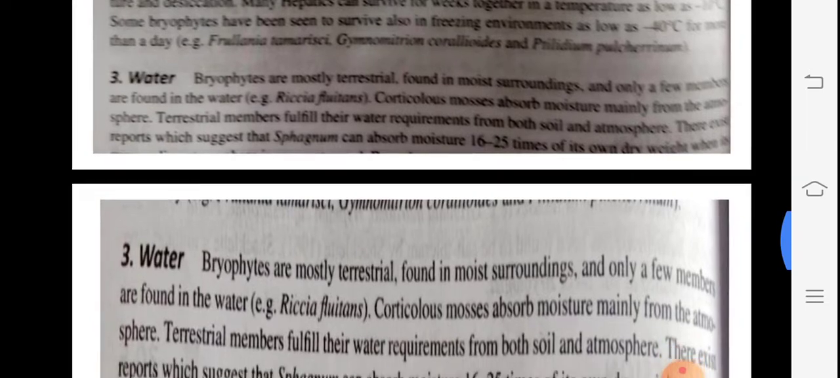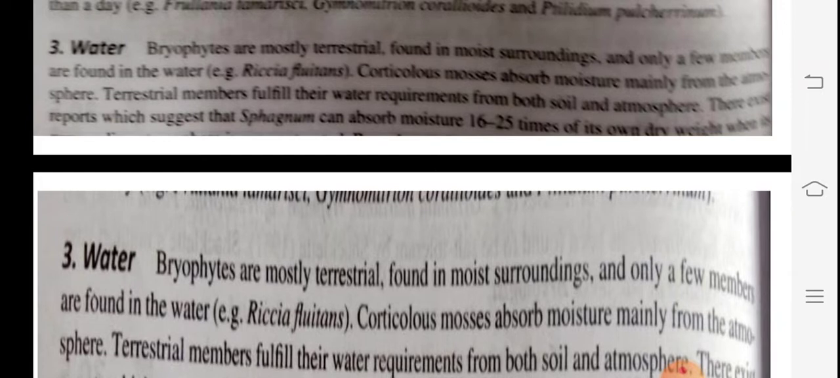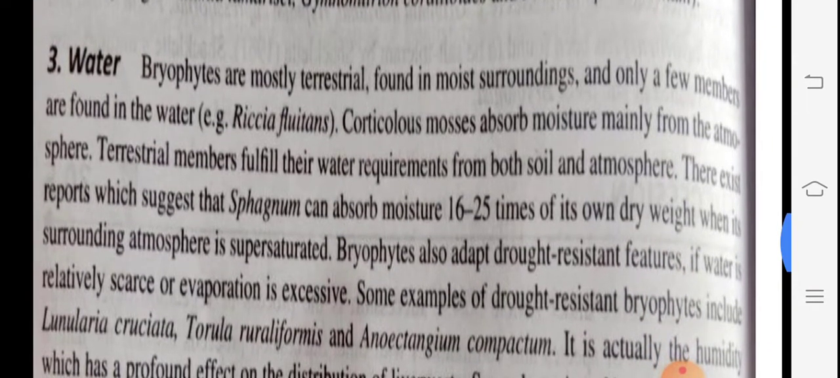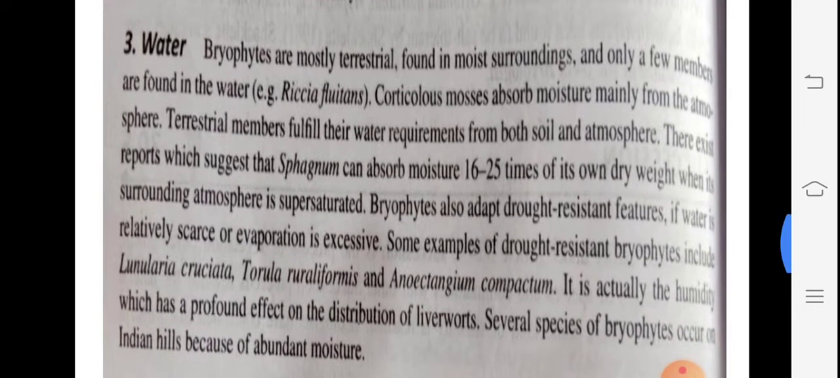Then about the water conditions, we know water is important. For a moist surrounding, generally water in each area, in our India we have the rainy season, so mosses are commonly found in the rainy season up to the month of December, because the rain is later going to reduce. So there are these different conditions. Already we know Riccia fluitans is called an aquatic species, and corticolous mosses generally absorb moisture. Sphagnum absorbs moisture 16 to 25 times its own dry weight.